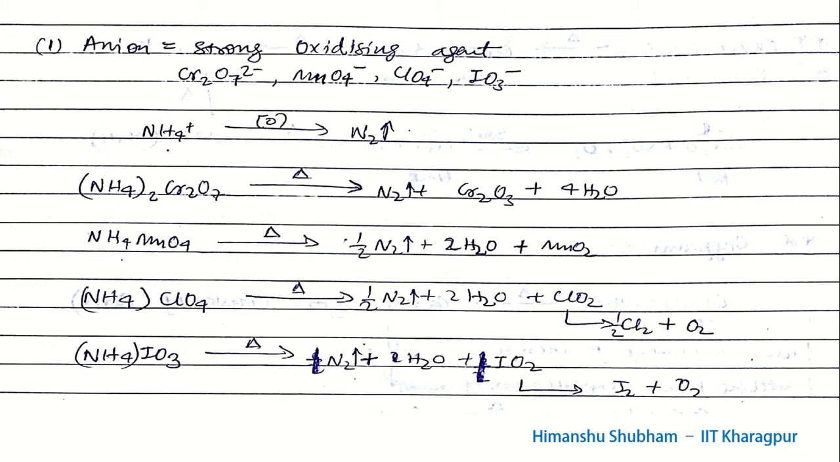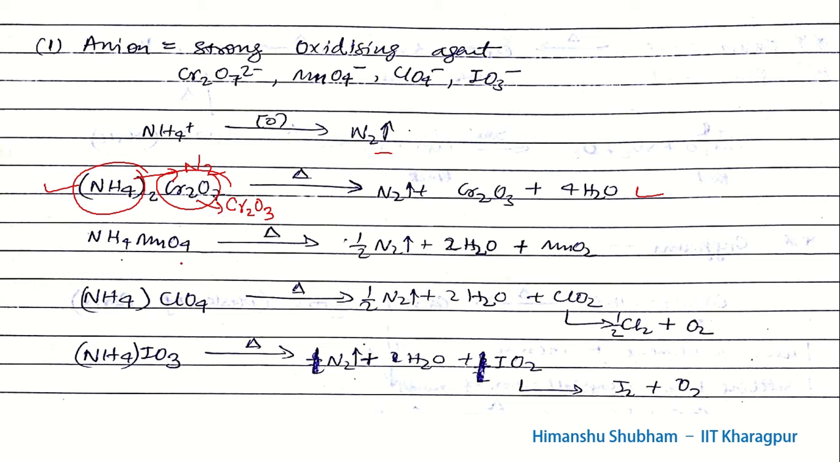So what will happen is that the NH4 plus, the cation of the ammonium salt, will get oxidized to N2, and the anion part, which is a strong oxidizing agent, will get reduced to a lower oxidation state. So let's start with the first example here, in which (NH4)2Cr2O7 is heated. So this NH4 part will get converted into N2, and this Cr2O7 part will get converted into a compound of chromium with a reduced oxidation state, that is Cr2O3, and H2O will be released.